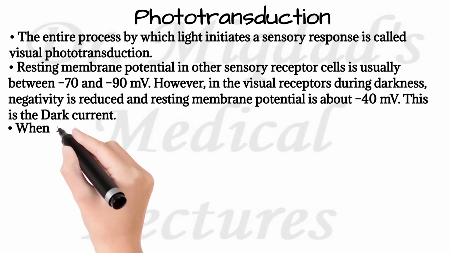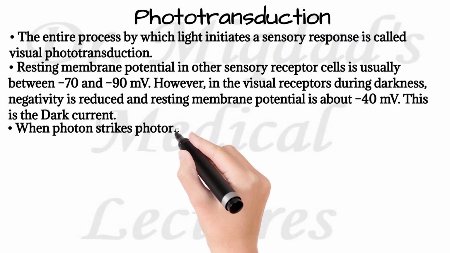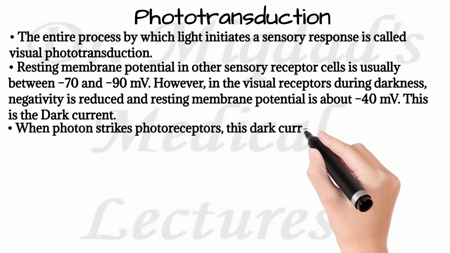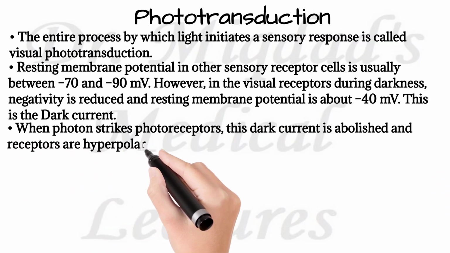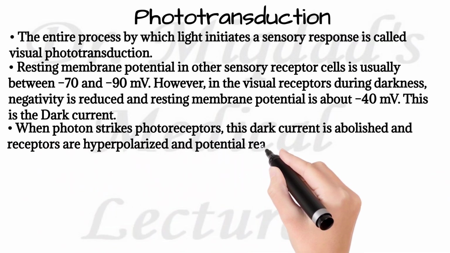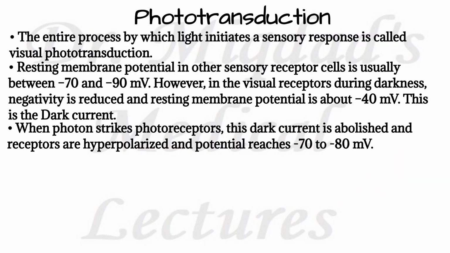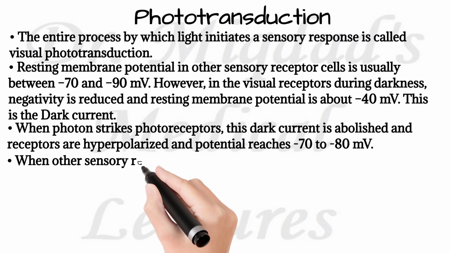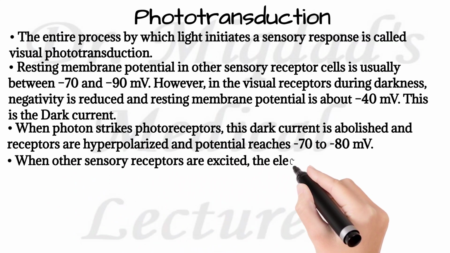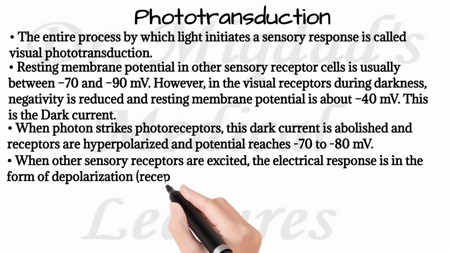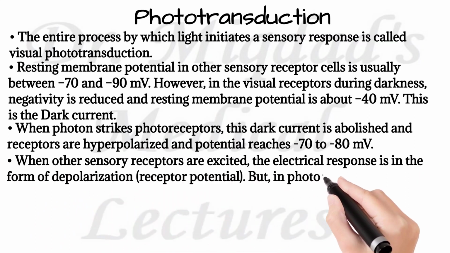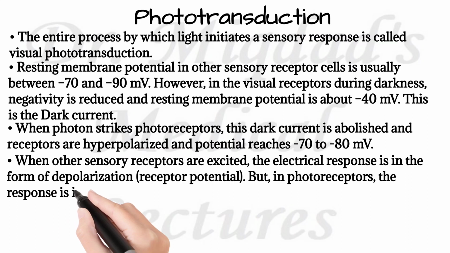Now, when a photon strikes the photoreceptors, this dark current is abolished and receptors are hyperpolarized and the potential reaches -70 to -80 millivolts. When other sensory receptors are excited, the electrical response is in the form of depolarization, whereas in photoreceptors, the response is in the form of hyperpolarization.